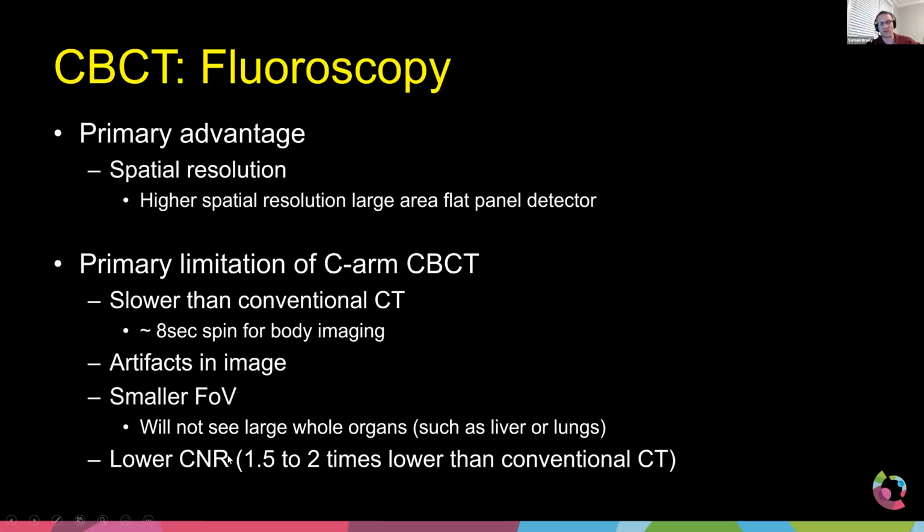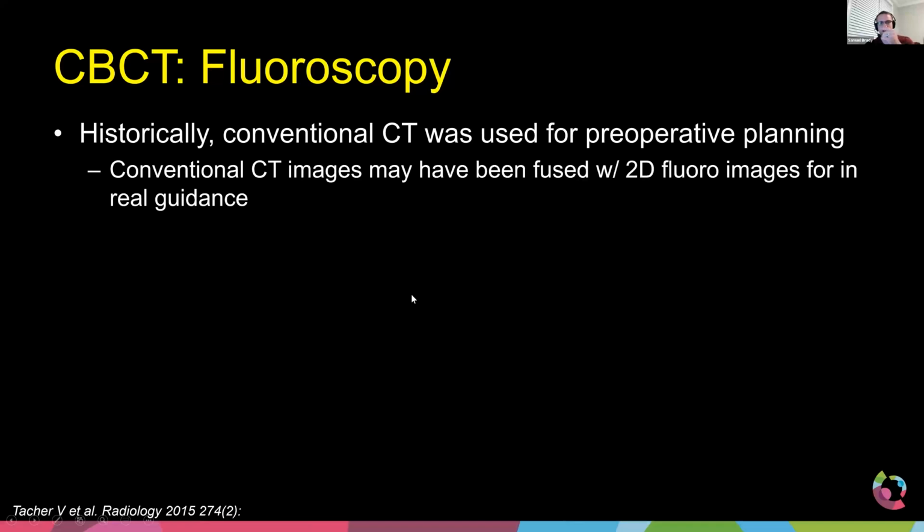The overall contrast to noise ratio for these CBCT systems is about 1.5 to 2 times lower than traditional CT. So if you're really used to looking at that really good, beautiful grayscale values and good contrast, low noise in traditional CT, these images will not look that good because the contrast is lower, and we typically don't use that much contrast. You can do contrast injections, and that is done, but it's not as typical as in traditional CT, where we almost always use IV contrast.